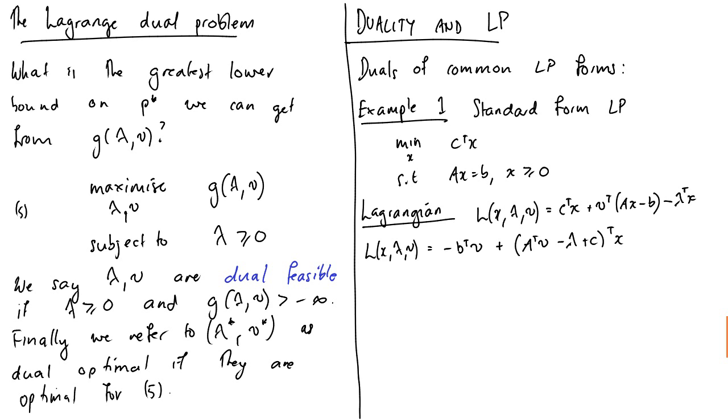Probably the easiest way to see that this is correct is to take this expression here, expand it out, and verify that it's the same as this one up here. If it's not immediately obvious to you why this works, expand it out, and you should be able to match up the terms with this equation up here and see why I've done what I've done. Okay, so that's the Lagrangian. There's a term involving the dual variables only, and a term that involves x. The next thing we need is our dual function.